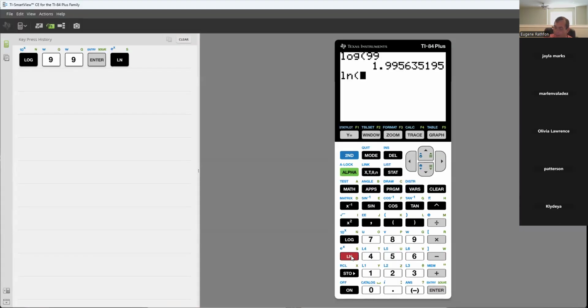So LN of 55. They want me to go 4 decimal places. So that'll be 4.007. Let's see, 3's in the 4th spot. Got a 3 after it, so we'll keep that a 3. So 4.0073.